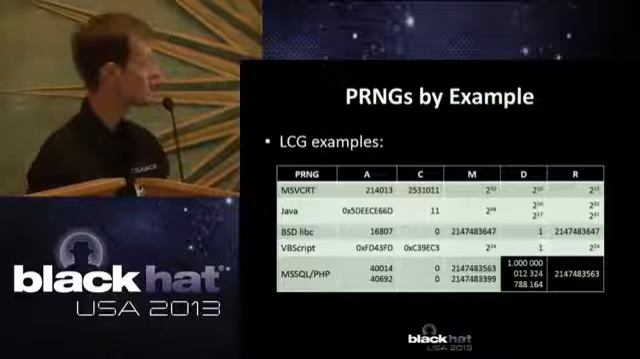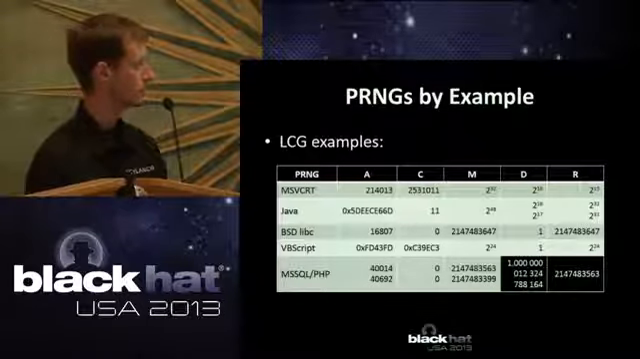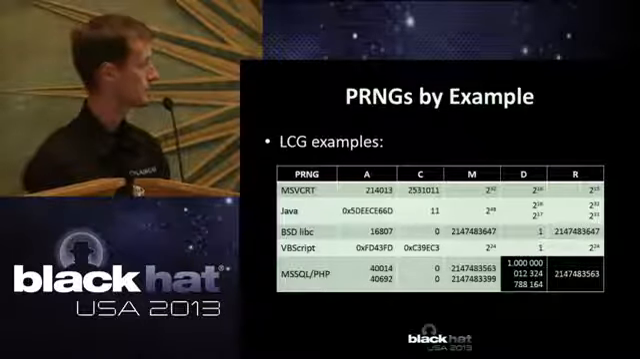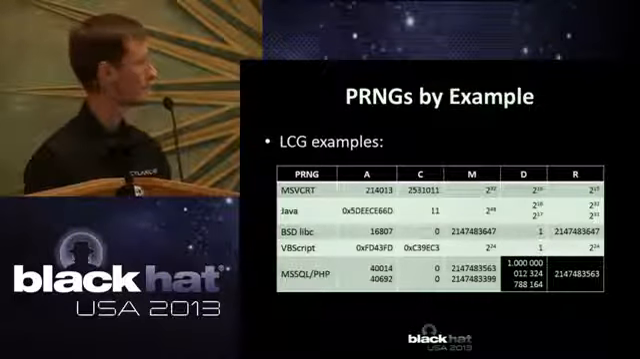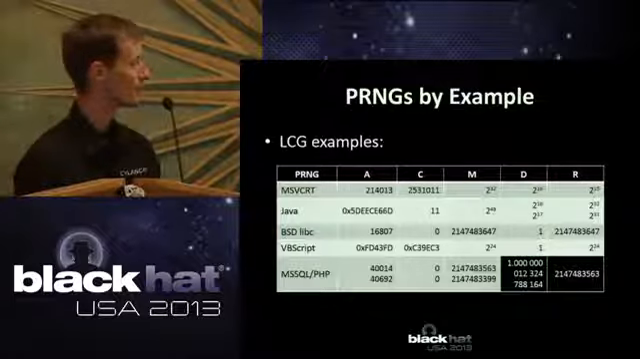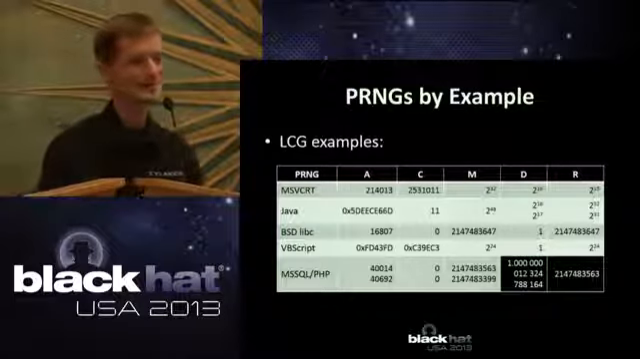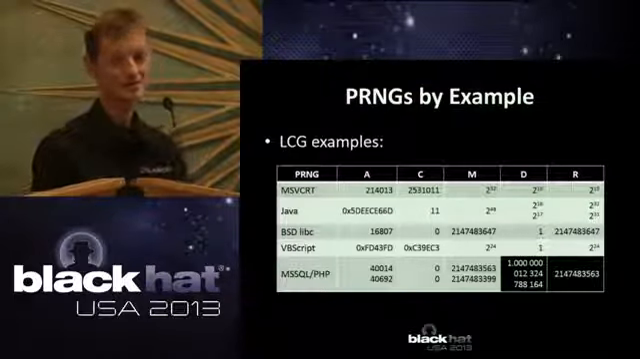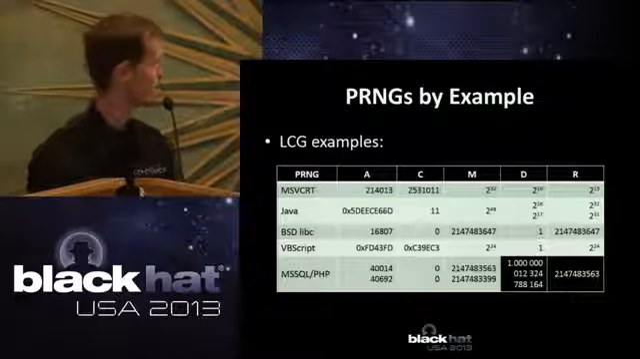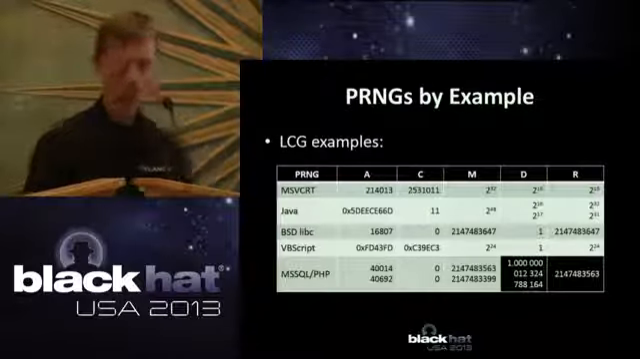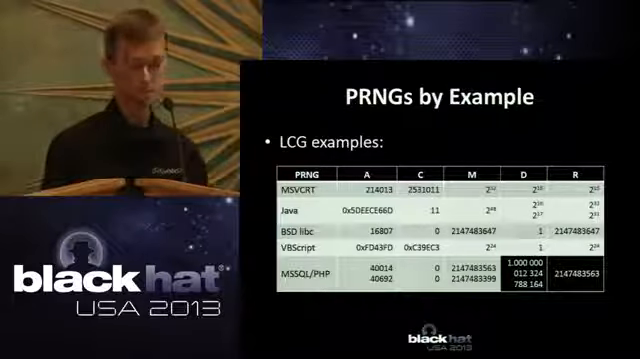BSD libc, it's got this add-in to 0. It's kind of interesting, and then a prime modulus. VBScript is, it's a joke. They have a 24-bit internal state. I mean, you could brute force that even without any attacks, but we have attacks anyways. And VBScript is, of course, also used in ASP and stuff.